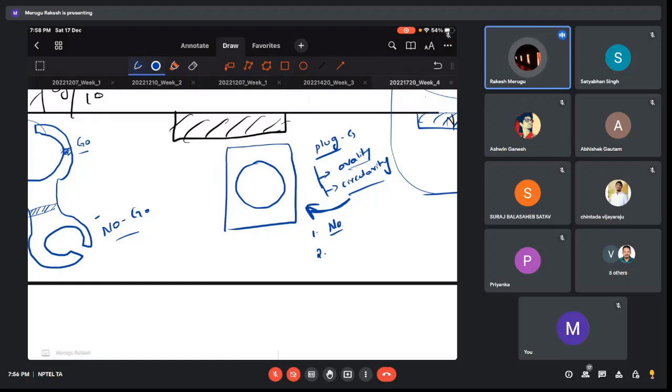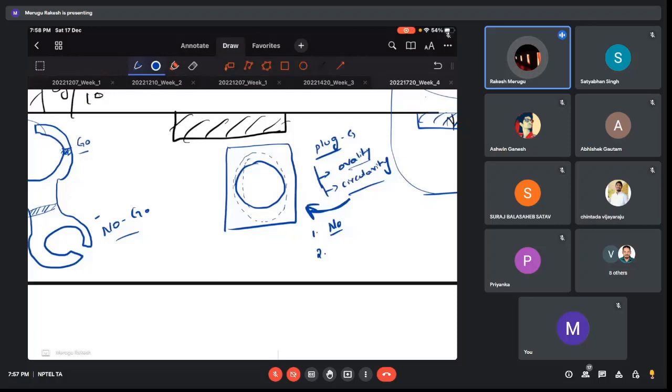Suppose instead of this, I have a shape like this. So now it is elliptical, not circular. But my go gauge will enter, and the no-go gauge will not enter, of course, because one dimension will restrict its entry. But still, this is not acceptable, and yet we are accepting it.